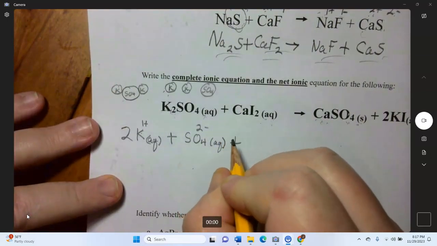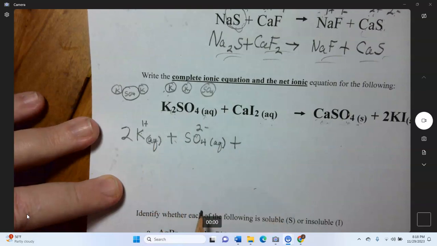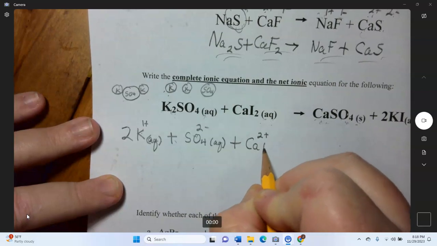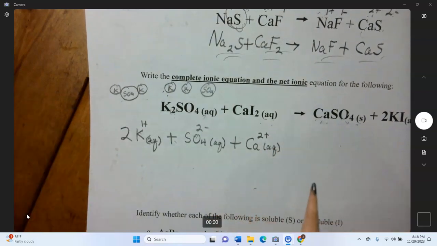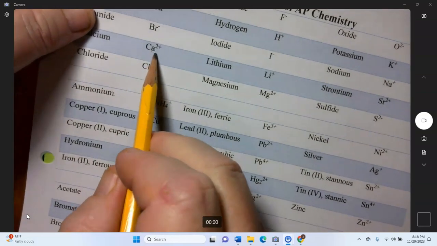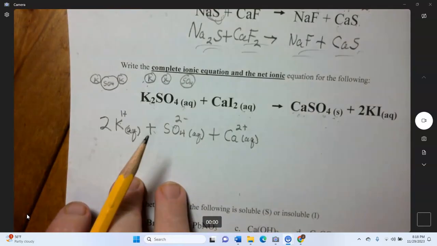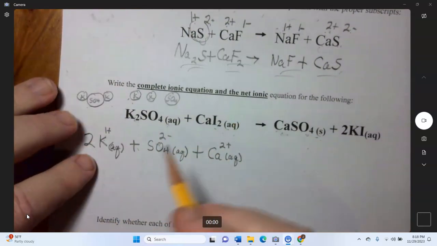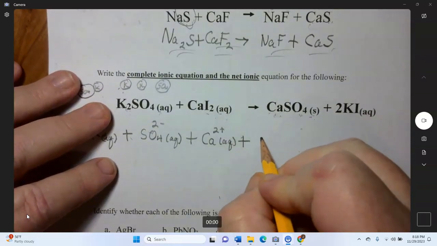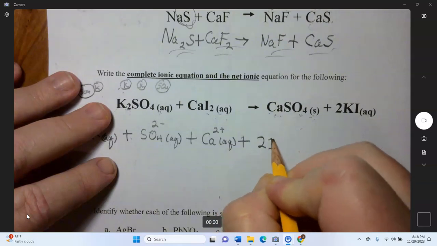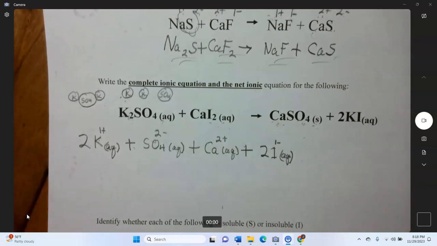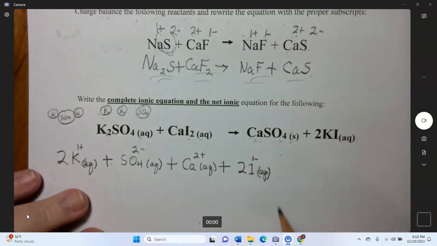Now you just put another plus sign. So you break these up and you put plus signs between them. Ca is a 2 plus charge. And since it dissolved, it's aqueous. Again, you could get the charge number from the ion sheet, or there it is right there. Ca is 2 plus. And you've got 2 iodines. So just like the potassium, it's not an I2 molecule. It's not a gas. It's in liquid. So it's 2I, 1 minus, and that's aqueous. Okay? So you broke up everything over here.